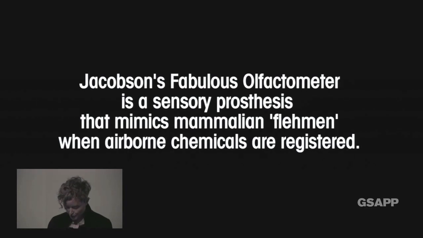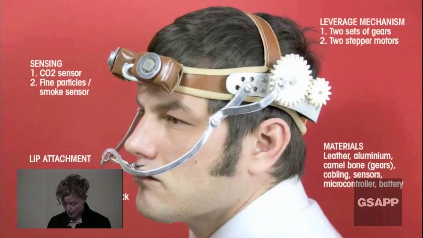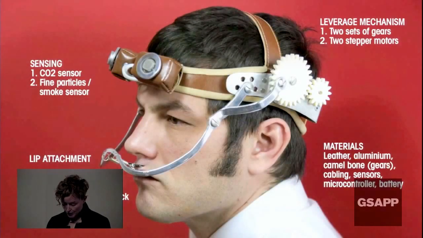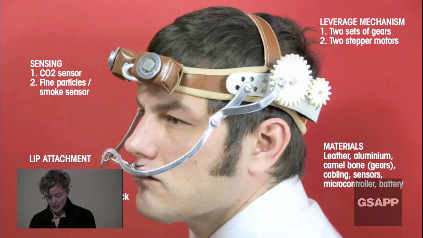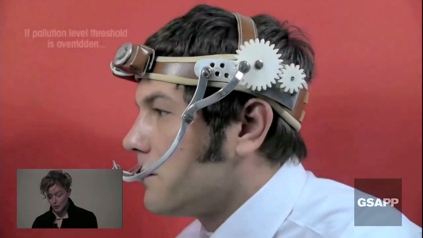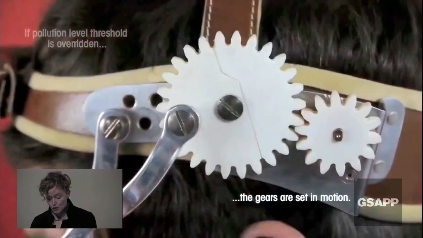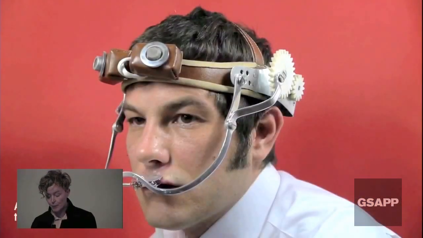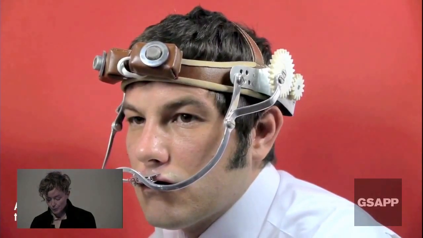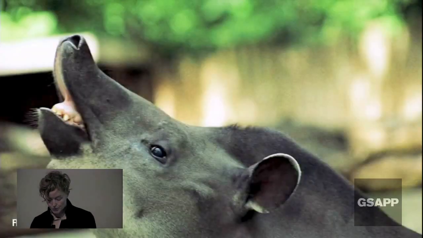Jacobson's fabulous olfactometer, a sensorial prosthesis, is worn on the head and triggers the Flehmen response in the wearer when air pollution levels become too high. The Flehmen response, which is seen in horses, elk, goats, young elephants, felines, and other animals, is characterized by a raising of the front lip to transfer air containing pheromones and other scents to the vomeronasal, or Jacobson's organ, a chemosensory organ located between the roof of the mouth and the palate. The animal uses the response to detect non-volatile organic compounds like urine and hormones.